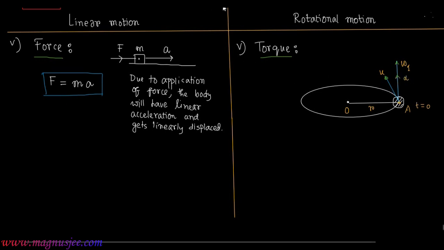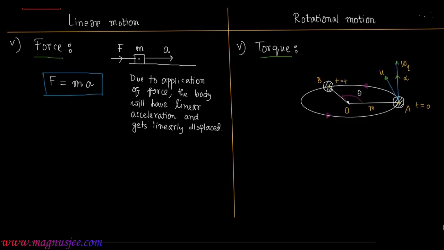Alpha is the angular acceleration. Uniform angular acceleration is alpha, and the body reaches the point B after time t seconds. This is the final position of the body at the point B, at instant t equals t seconds. The body revolves anticlockwise in this horizontal circular orbit. Theta is the angular displacement of the body as it moves from the point A to B.